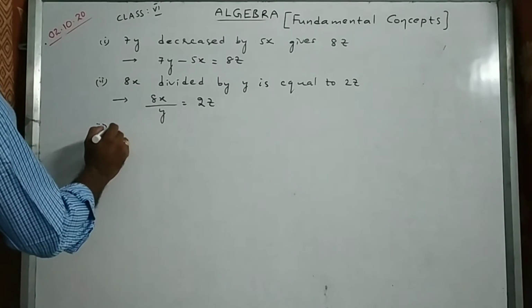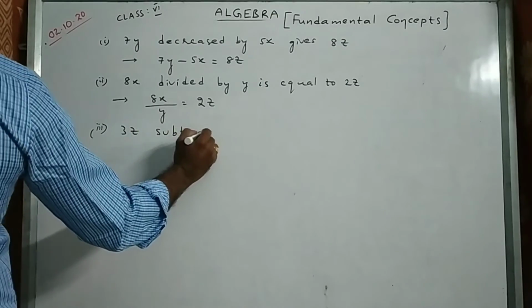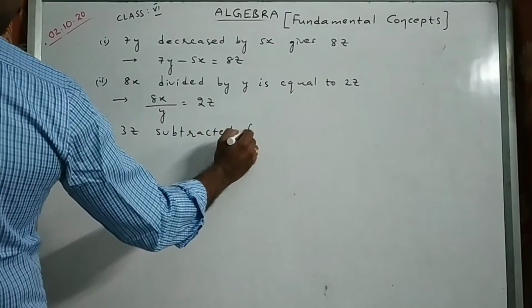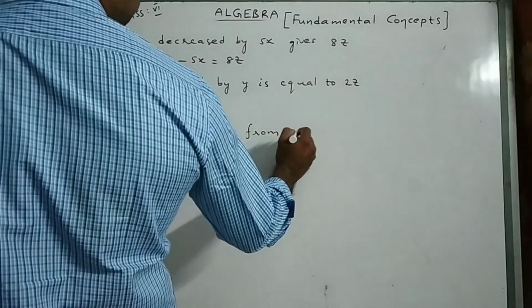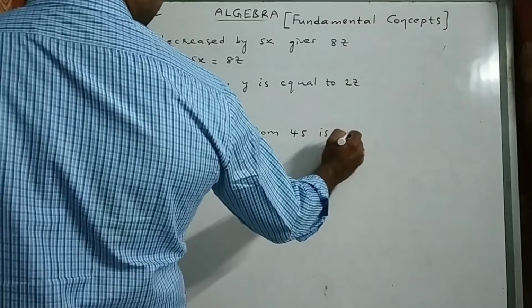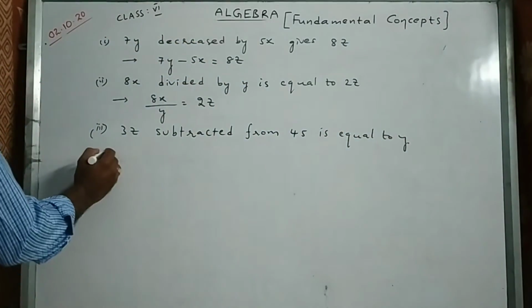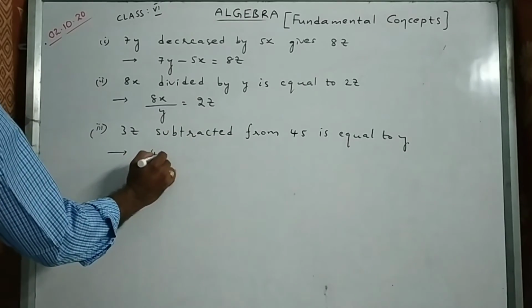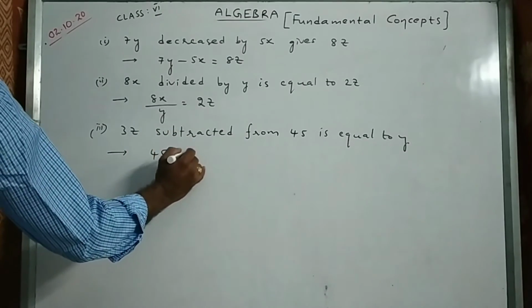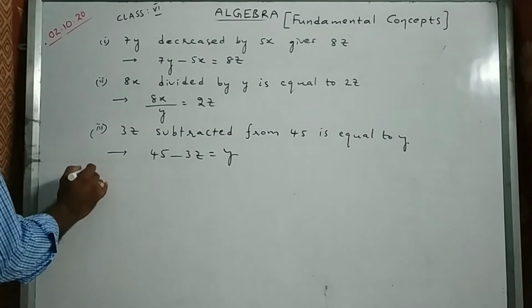3z subtracted from 45 is equal to y. So how do you write this? 3z subtracted from 45. From 45 I must subtract 3z, is equal to y. Okay.